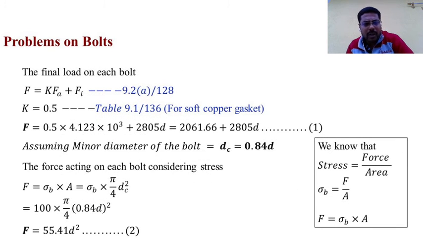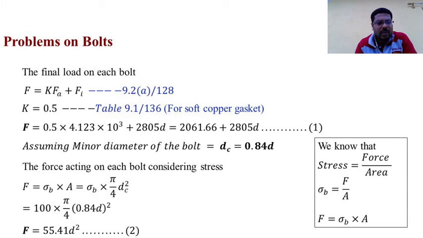Then the final load on each bolt is F = K into (Fa + Fi), so 9.2 into A divided by 128. K is the copper gasket value. For the soft copper gasket, from the table 9.1 on page 126 of the data book, the selected K value is 0.5. Substitute all the values and find the value.